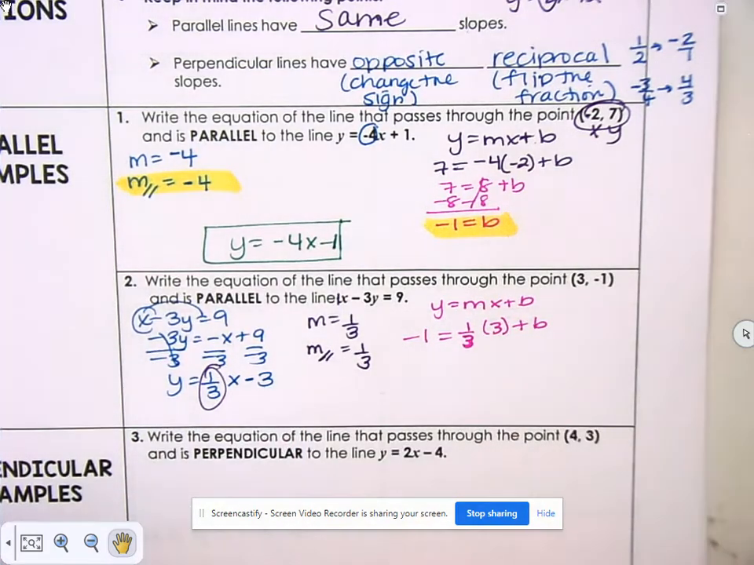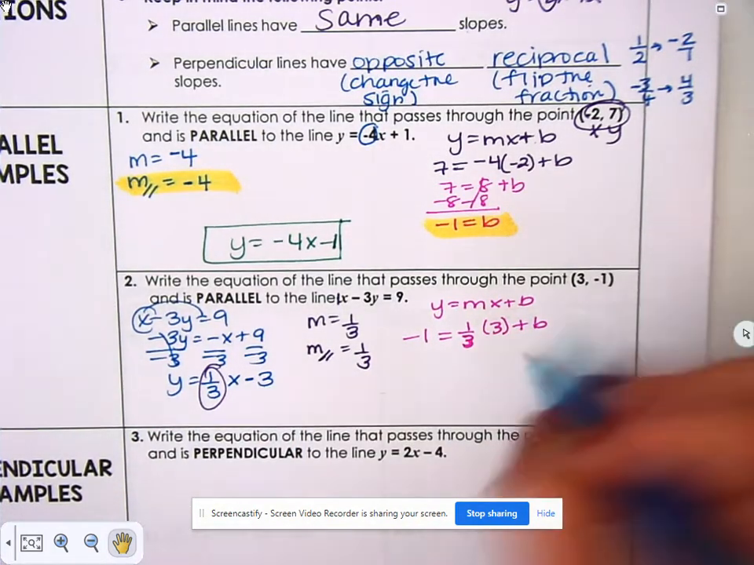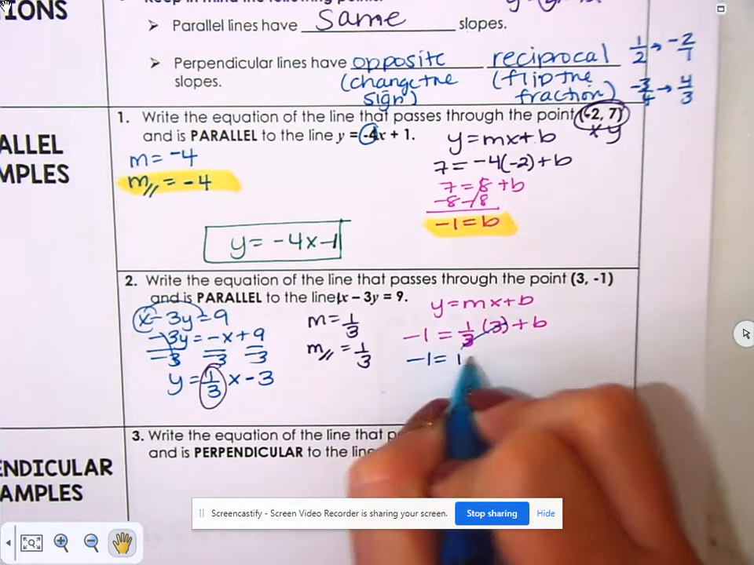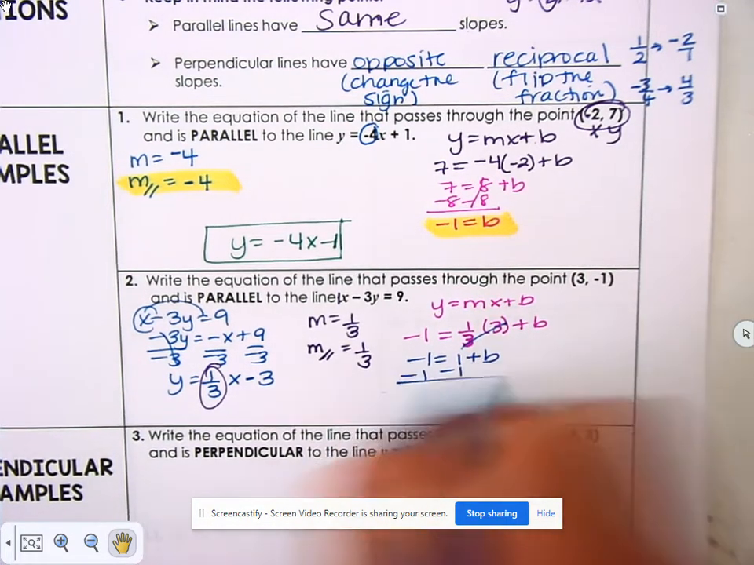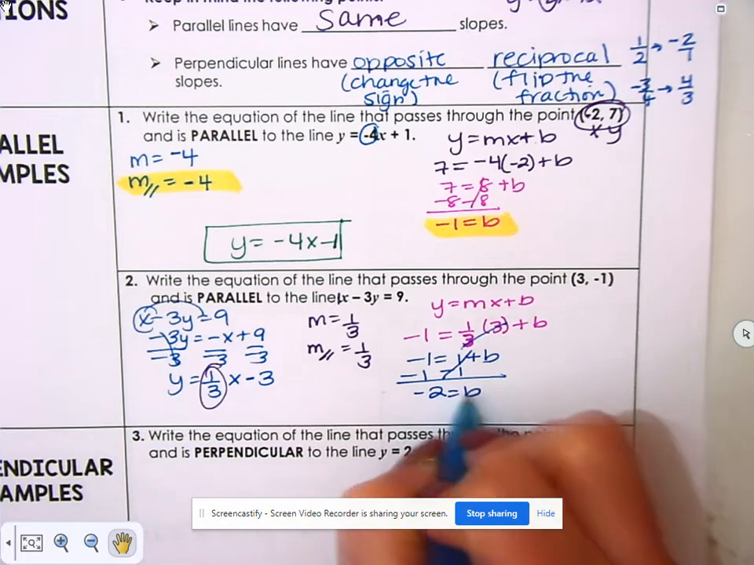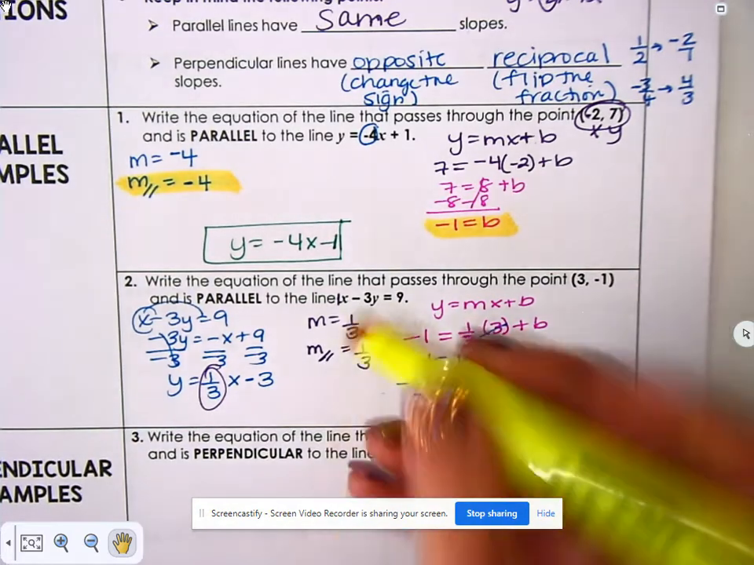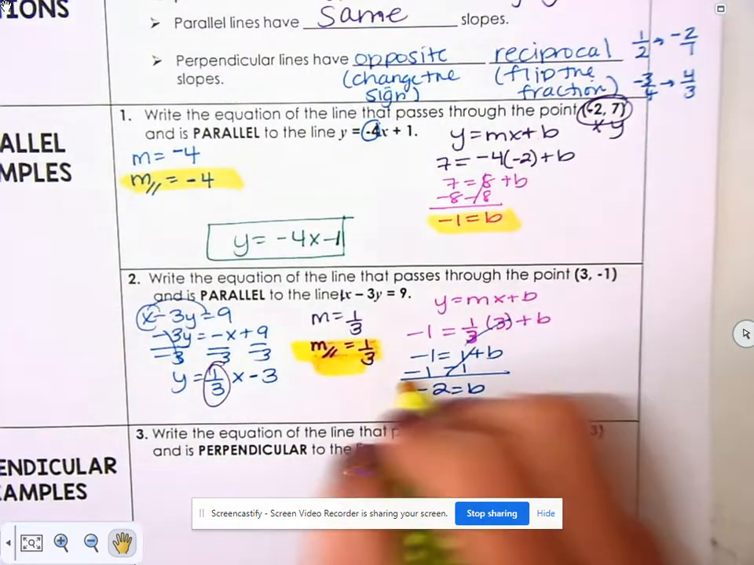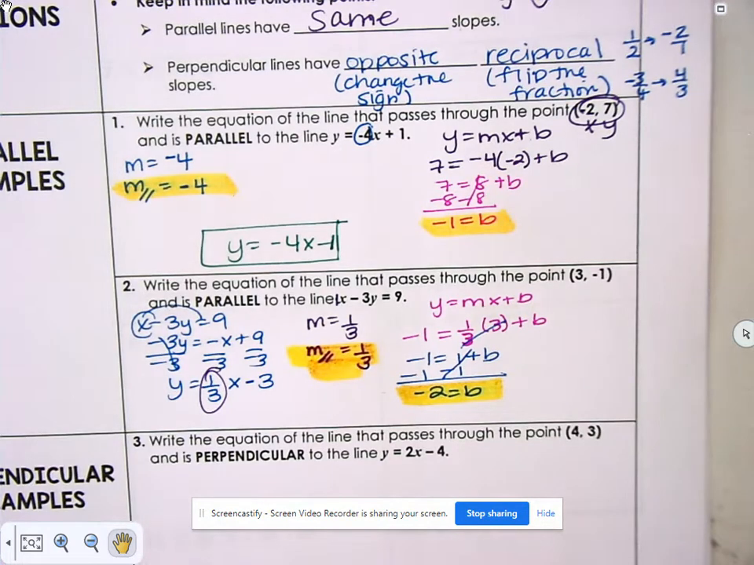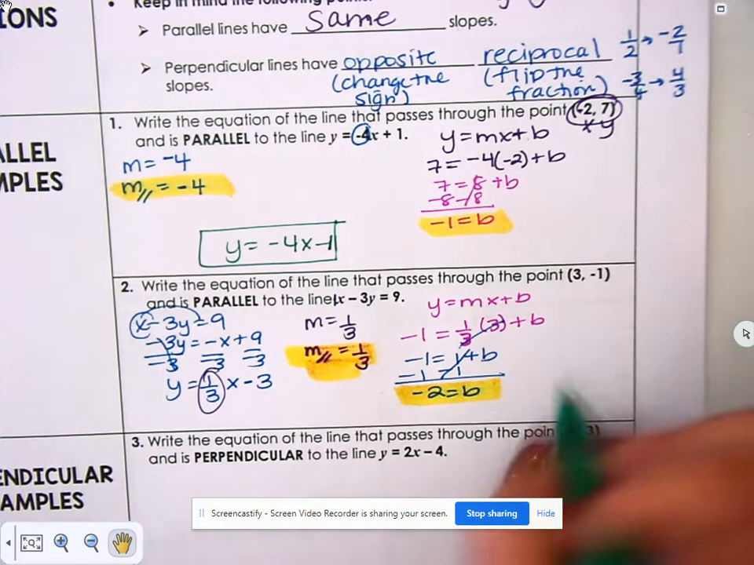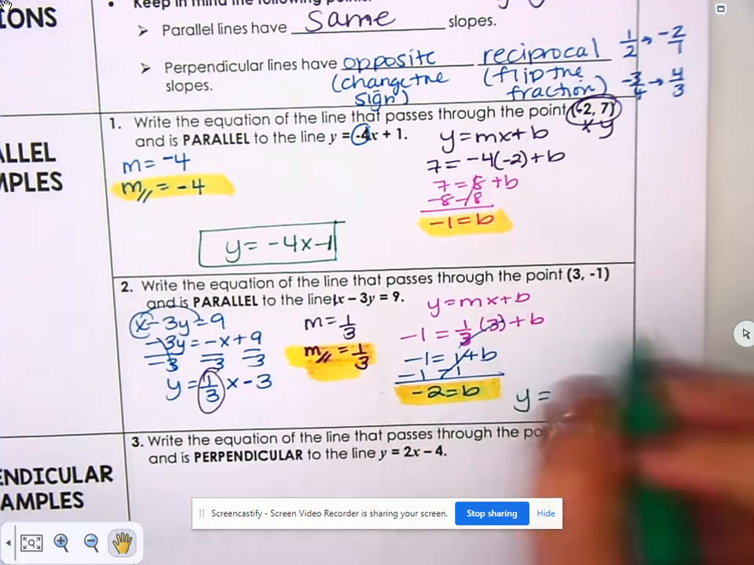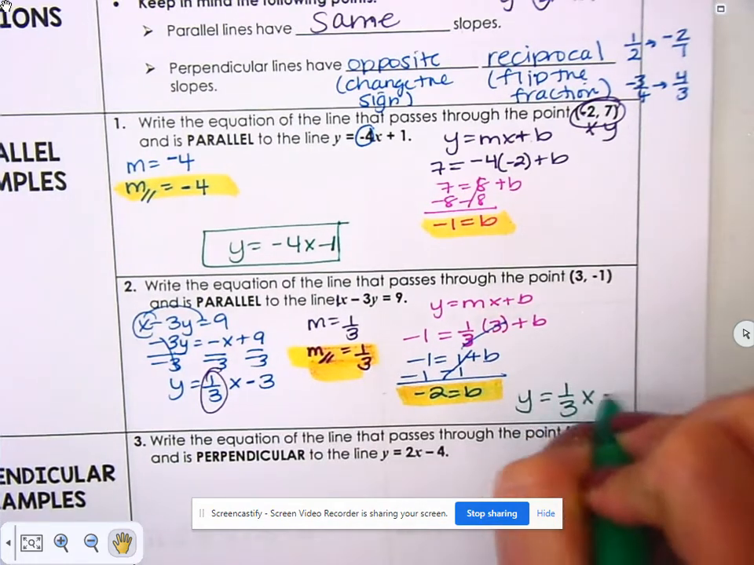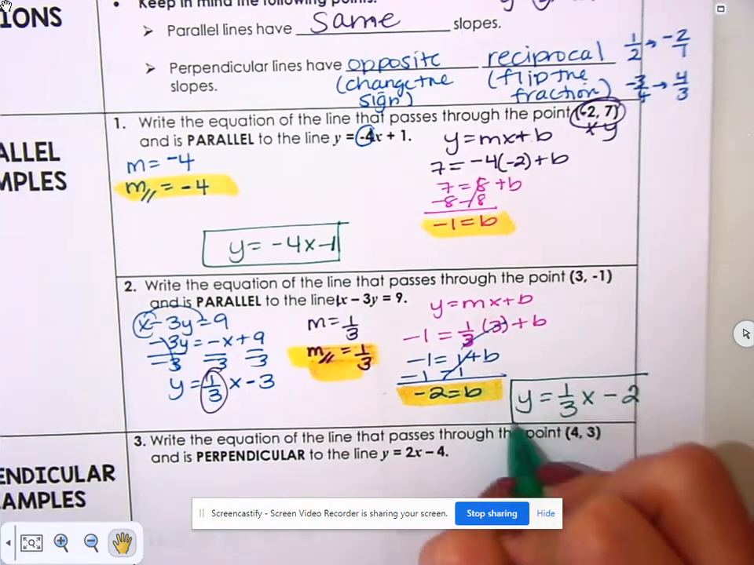Just going through what we do in class, we know that these two 3's cancel out. We're going to move that 1 over, and negative 2 is our b. So again, we have our parallel m and our b, and we're going to get y equals 1/3 x minus 2.